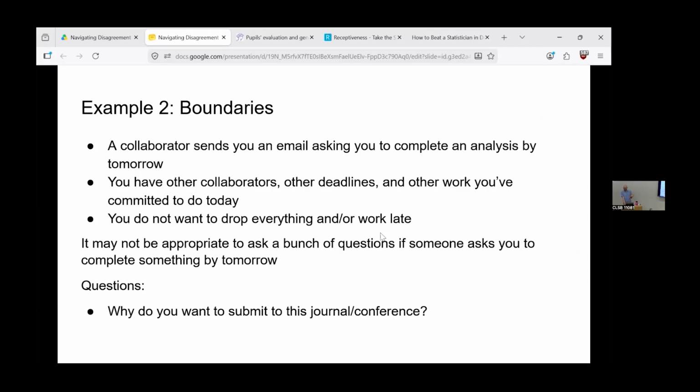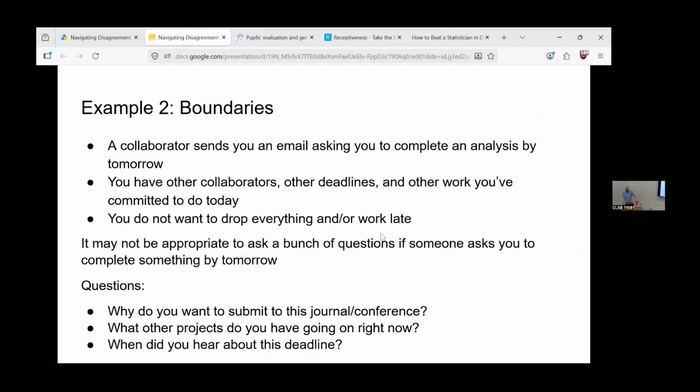asking why this conference or this journal, or what other projects do you have going on right now? I wrote this down because I was thinking, why are they sending me this email the day before the deadline? Maybe they have a different working style than I do. Maybe they have a lot going on. I thought if I asked what other projects do you have going on right now, that might reveal that they have like 50 other things going on. And so maybe that's why they're only telling me this late in the game. So that's some background for that question.